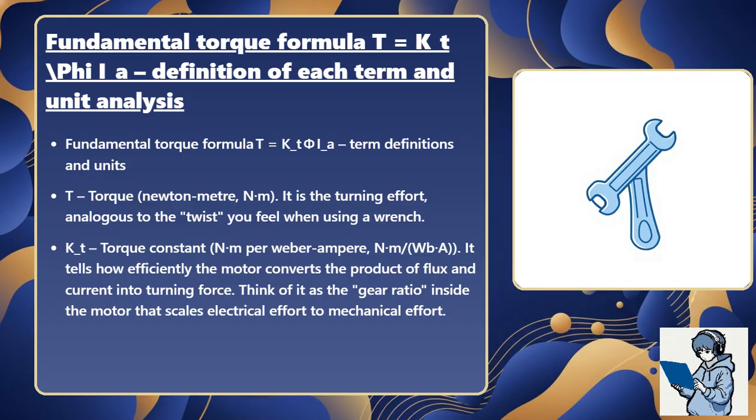KT, torque constant, Newton meter per Weber ampere, Nm per Weber ampere. It tells how efficiently the motor converts the product of flux and current into turning force. Think of it as the gear ratio inside the motor that scales electrical effort to mechanical effort.